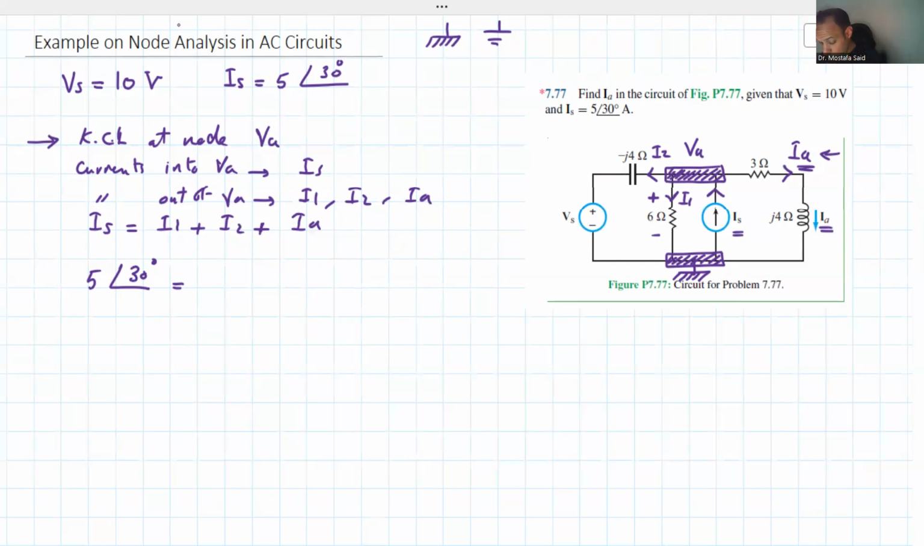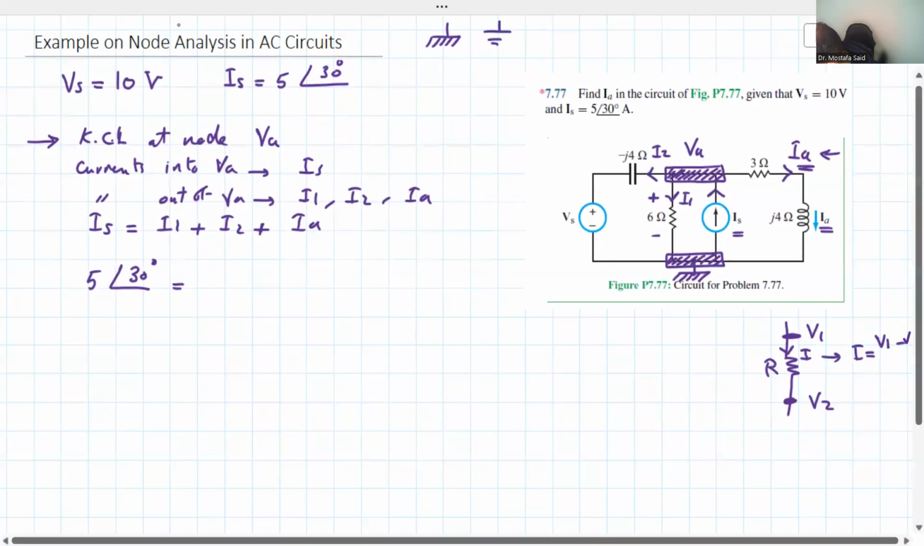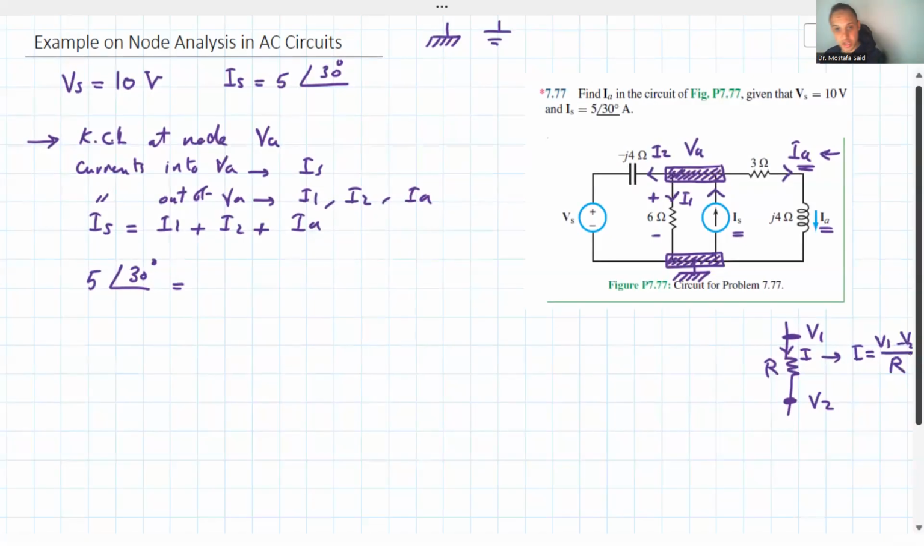So when you have a branch like that, if we name this V1, and this V2, and the current is flowing in that way, and this is, for example, R, then I here is equal to V1 minus V2 over R. The node from which the current is going into the resistance minus the node that the current is going to, divided by the resistance. So basically positive node minus negative node over R, or the reactance, whatever, C.